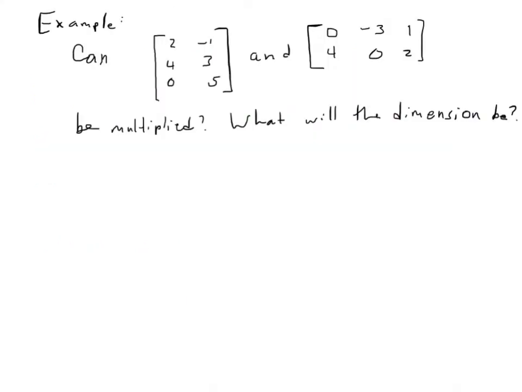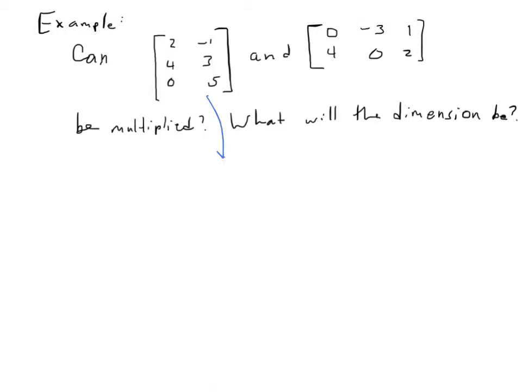So one little example for us. Can these two matrices be multiplied? And if so, what will the dimension of the resulting matrix be? Again, I'm not actually talking about how to do the multiplication yet. I'm just talking about whether or not it's possible and what the resulting size is going to look like. So this all boils down to dimension.